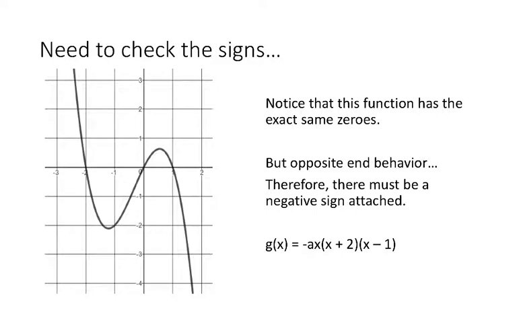Notice we also do need to check the signs. Notice this function has the exact same zeros, -2, 0, and 1, but opposite end behaviors. End behaviors are important. On the right, the end behavior is going to -infinity, and the left end behavior is going to +infinity. That means it's got to have a negative out front. There must be a negative sign attached. So watch out, those end behaviors are important. Check to make sure that this actually would be making sense. And there is, again, still this multiple that we're not really sure about. Might have to find it some other way.